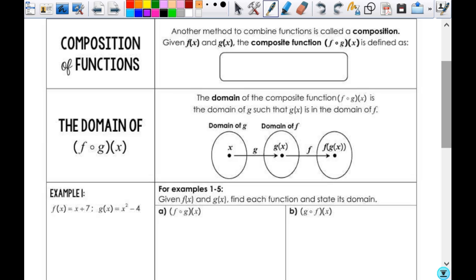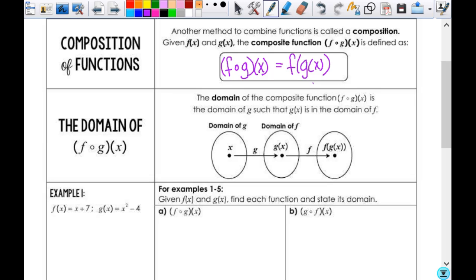Given f of x and g of x, the composite function, you read this as f of g of x, is defined as f of g of x. Kind of looks like fog, but that's not really an O, and it's not really that big. It's not the dot like the multiplication was. It's open, so you've got to make sure you're paying attention to how that's written. It could also be written as f of g of x, like so.